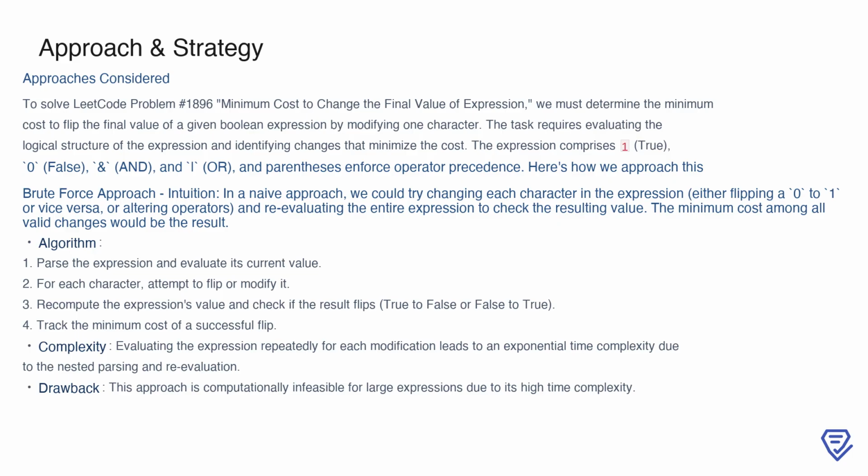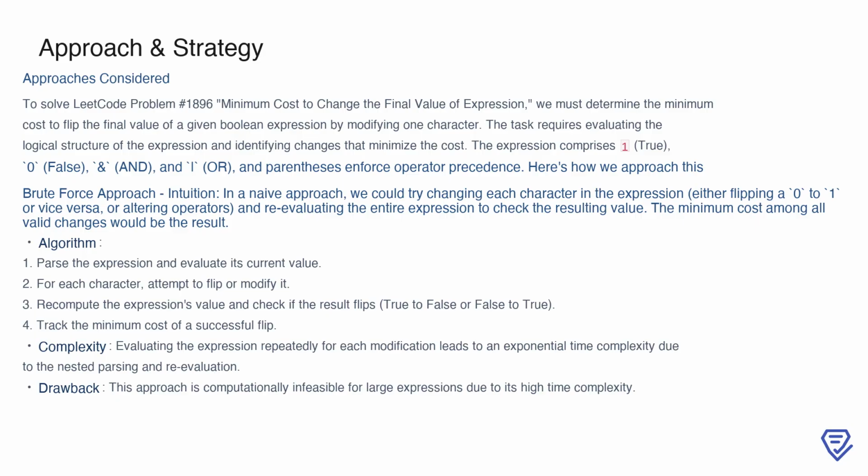To tackle problem number 1896, the goal is to determine the minimal cost required to flip the final value of a Boolean expression. This involves analyzing the logical structure of the expression, which is composed of 1, true, 0, false, and, or, and parentheses that enforce precedence.